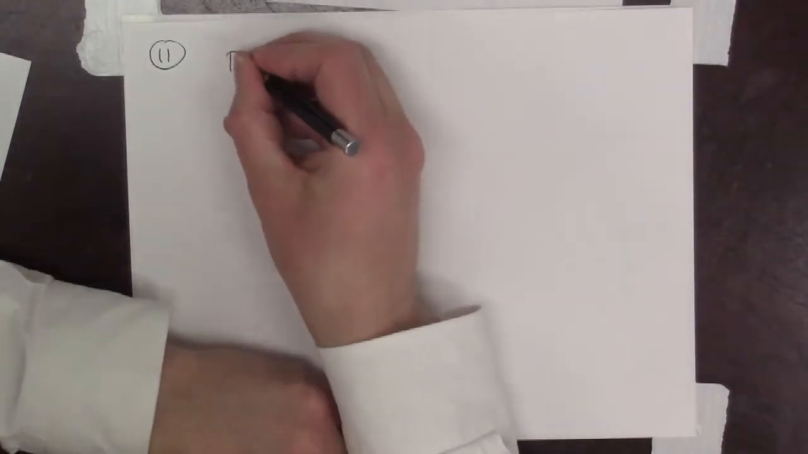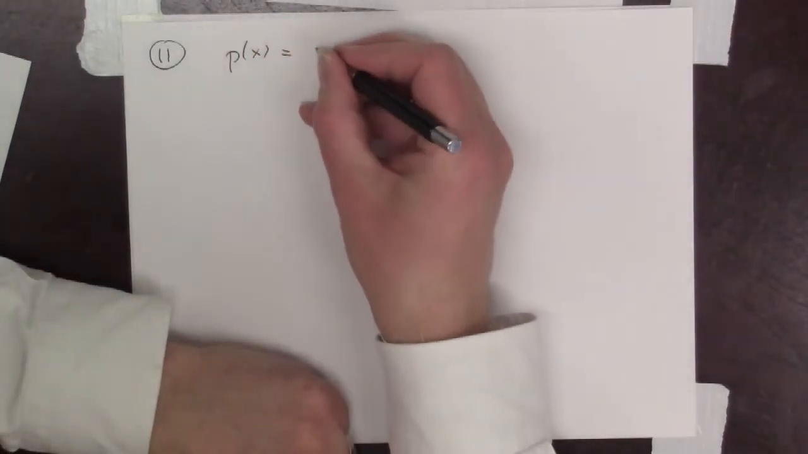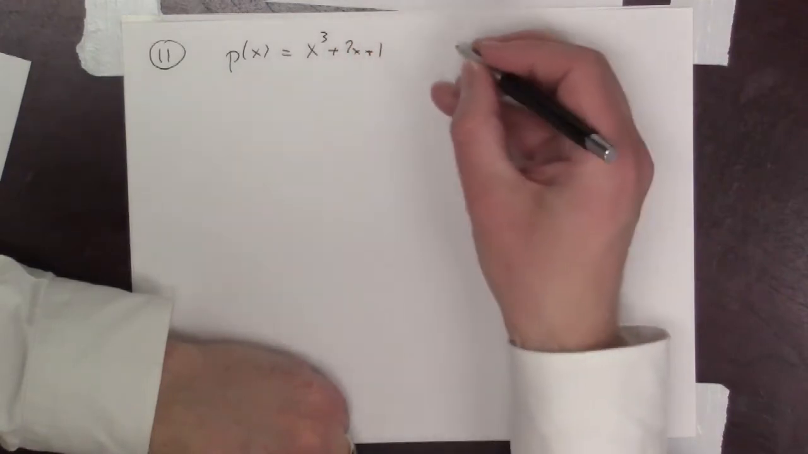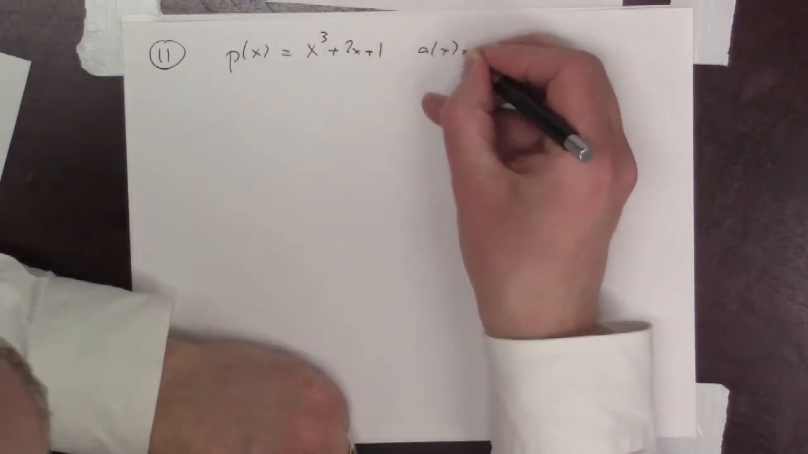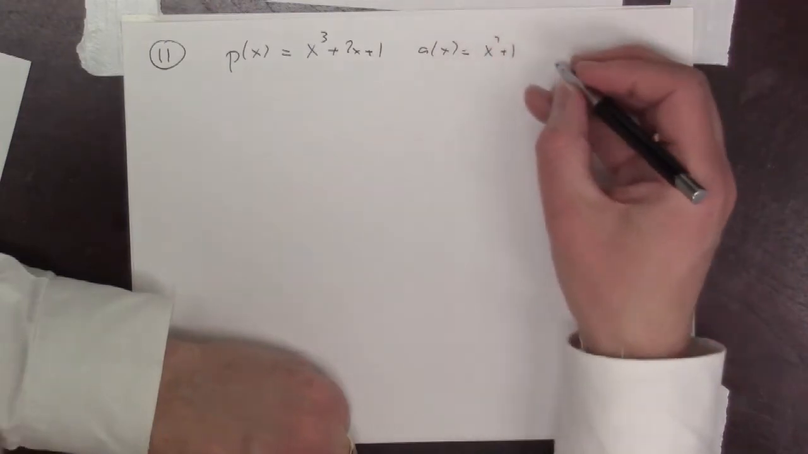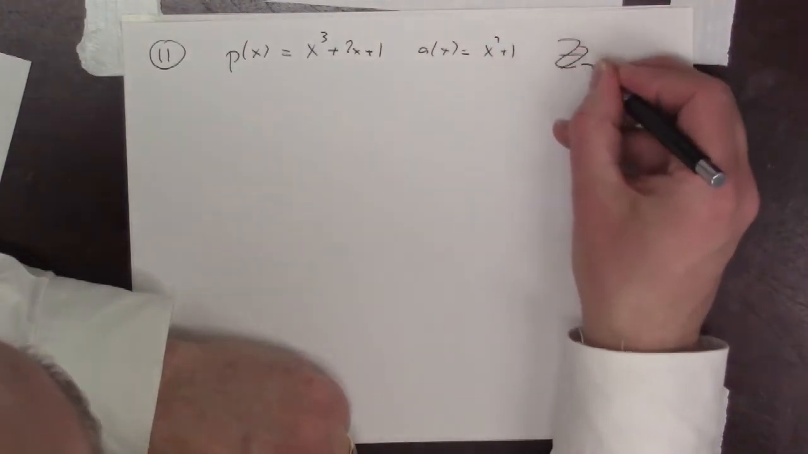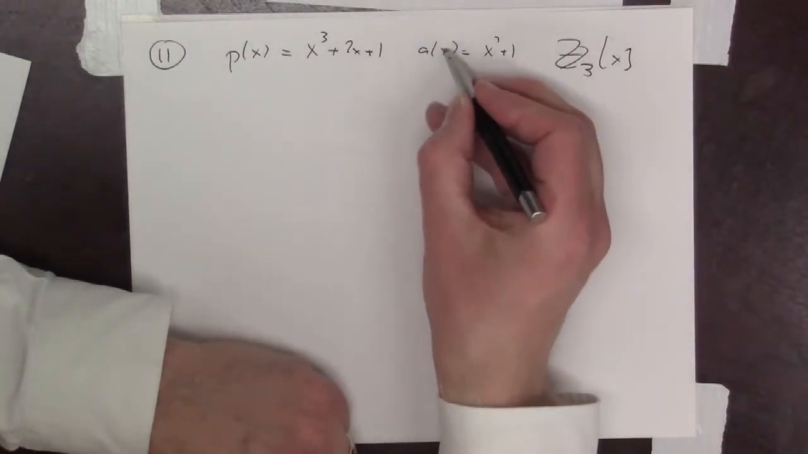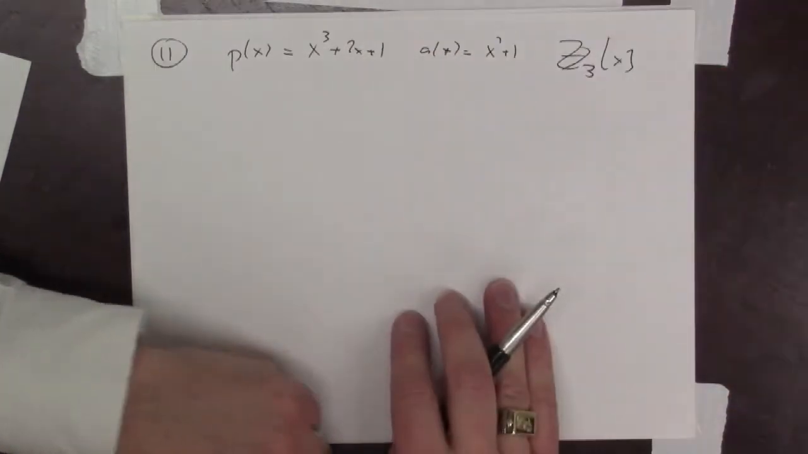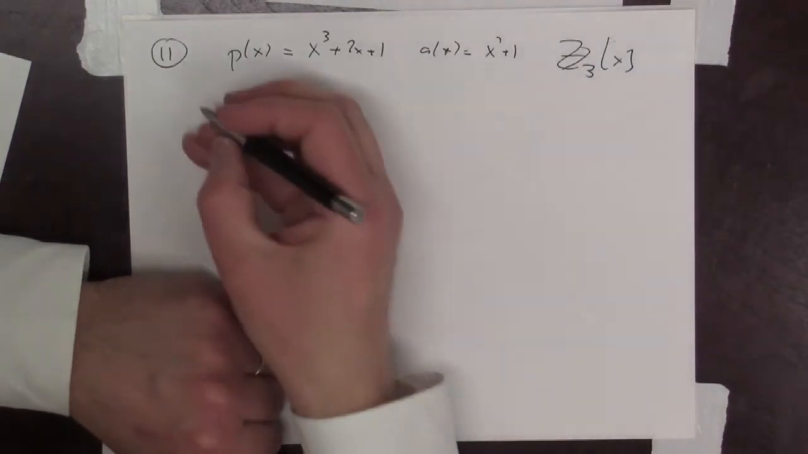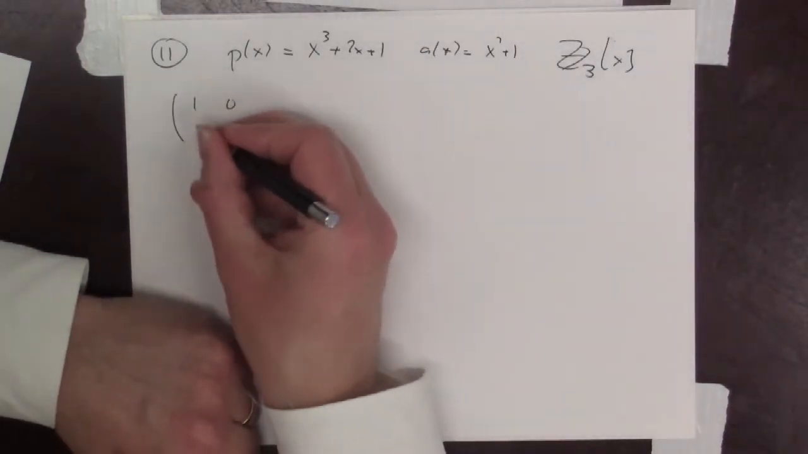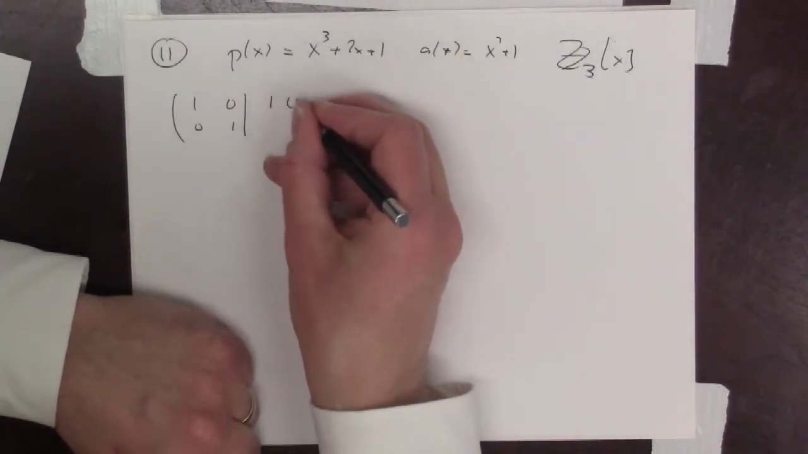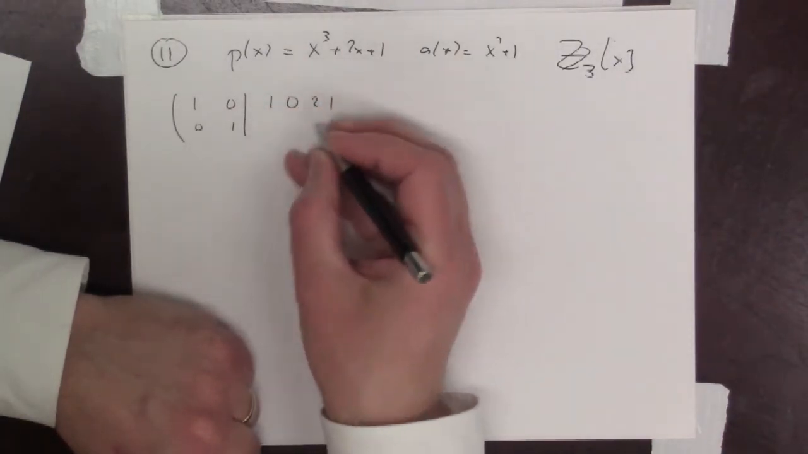So I have two polynomials here. P of x equals x cubed plus 2x plus 1, and a of x equals x squared plus 1, and they're all living in the coefficients modulo 3. I want to compute, is there an inverse to this polynomial, mod that polynomial? So we start Bezout: 1, 0, 0, 1. Here's P of x, 1, 0, 2, 1, and here's a of x.